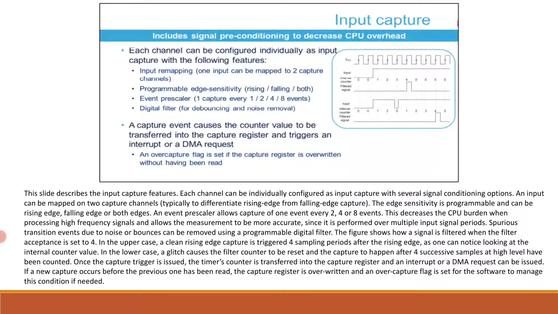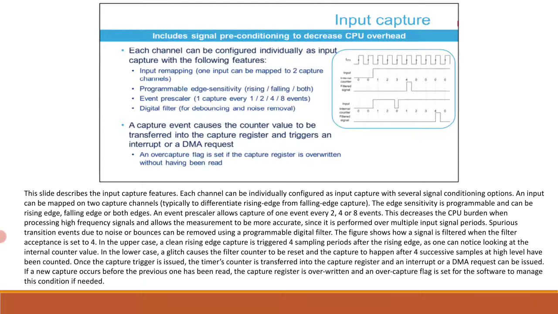This decreases the CPU burden when processing high frequency signals and allows the measurement to be more accurate, since it is performed over multiple input signal periods. Spurious transition events due to noise or bounces can be removed using a programmable digital filter. The figure shows how a signal is filtered when the filter acceptance is set to 4. In this case, a clean rising edge capture is triggered after 4 sampling periods after the rising edge. You can check in the figure now.